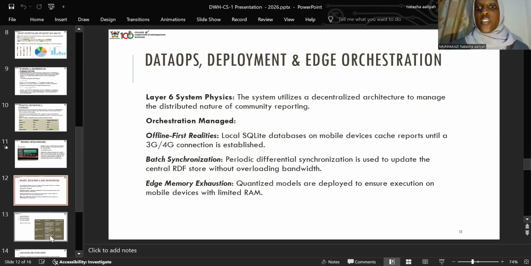Ops deployment and edge orchestration. Since many rural regions experience unstable internet connectivity, the system uses an offline first deployment strategy. The local databases temporarily cache reports on the mobile device until connectivity becomes available. Synchronization is then used to update the central semantic warehouse efficiently. In addition, a lightweight quantized model is deployed to reduce memory and computational requirements on mobile devices. That's it.